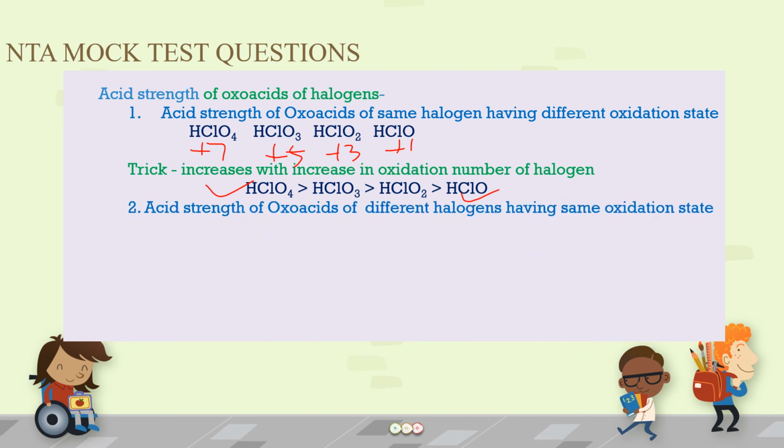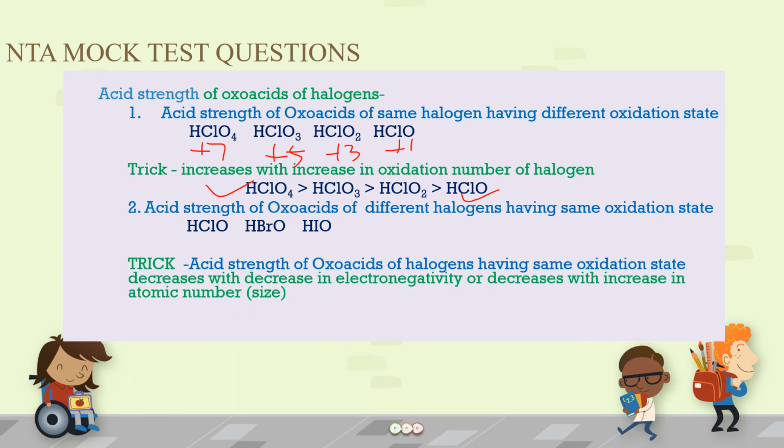Okay, and then we have the acid strength of the oxoacids of different halogens having the same oxidation state. So the halogen is going to be chlorine, bromine or iodine. So for example, we have HClO, HBrO, HIO, which was asked to you in question number 16. So here the trick is that the acid strength of the oxoacids of the halogens having the same oxidation state is going to decrease with the decrease in the electronegativity of the central atom, or it is going to decrease with the increase in the atomic size.